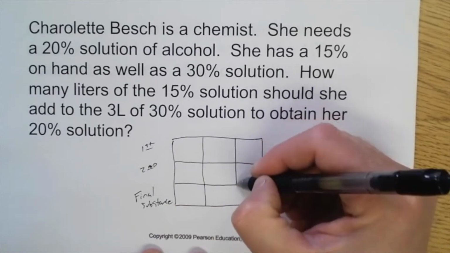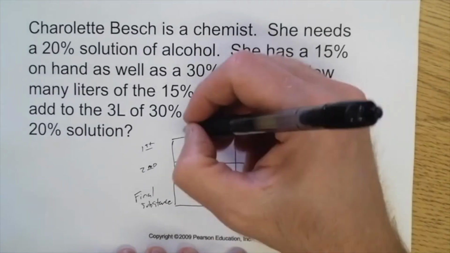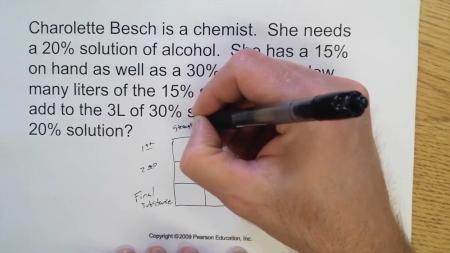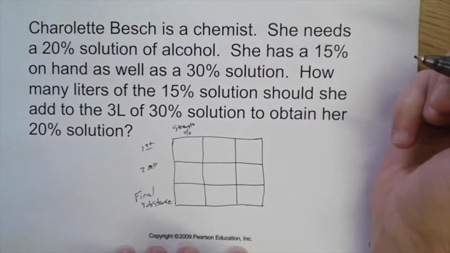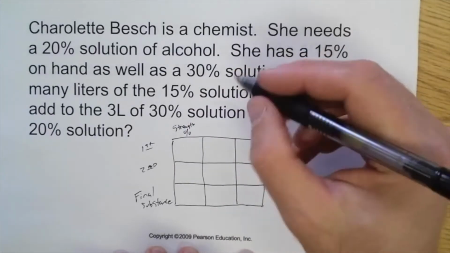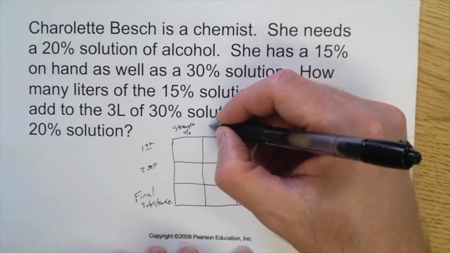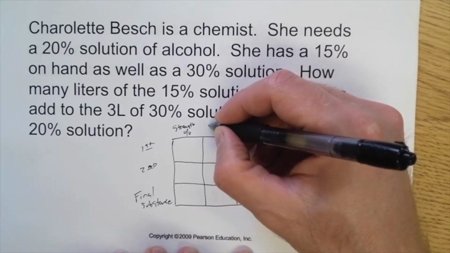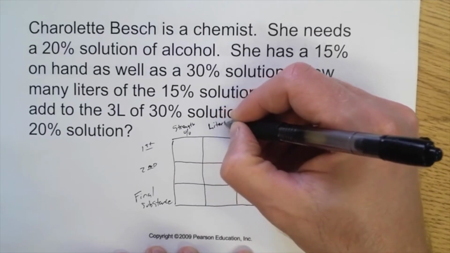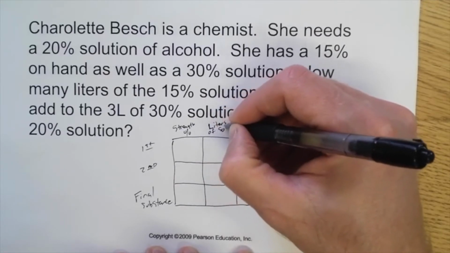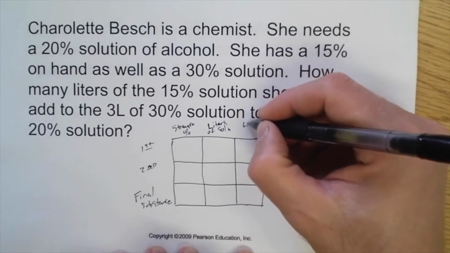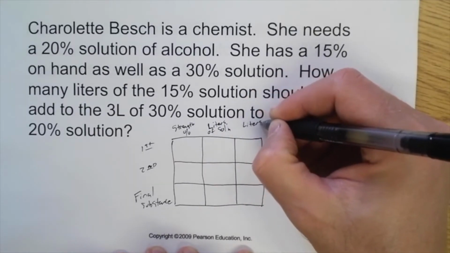Okay, so our column headings. Basically, our first column is going to be the strength as a percent. Actually, it's a decimal, but it's going to be given to us as a percent. The middle column is the amount of solution, usually liters. It's not always liters, but liters of solution. And then the last column is the liters of the pure substance.